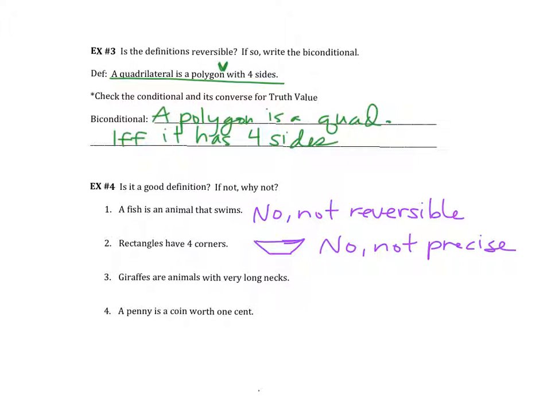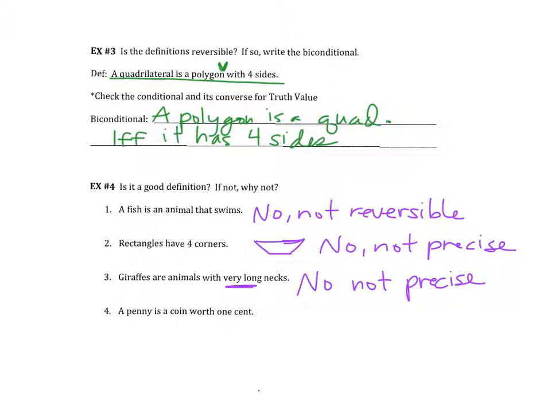Number 3, giraffes are animals with very long necks. Good definition? What word would you say is the issue here? Very long, right? That's not precise. There's lots of animals that maybe I think have very long necks. I think an ostrich has a very long neck, right? So not precise and not reversible. Either one of those would be fine.